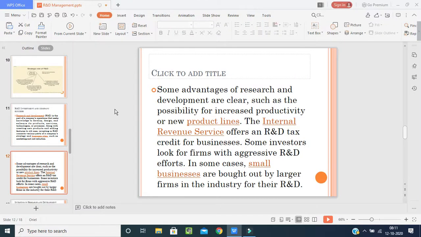Some advantages of research and development are clear. Just have a look, such as the possibility of increased productivity or new product lines. What new product lines shall we add or not? If I take an example, Procter and Gamble, P&G. They started with Johnson and Johnson baby soap, baby oil, hair products. That means new product lines are coming into the market with new features in them. So it has become a brand and a trend in the market.